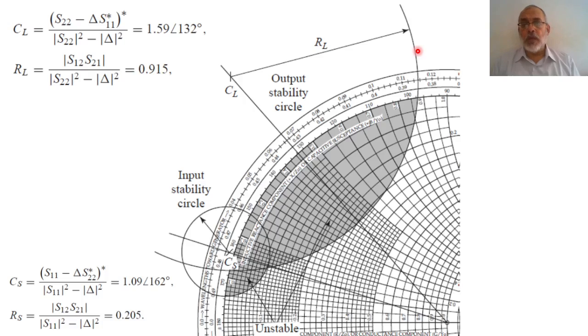If the value of gamma load is 0, gamma input would be the magnitude of S11, and the magnitude of S11 is less than unity. This means that the region outside this circle will have gamma input less than unity. So any load impedance outside this circle will correspond to a stable amplifier.